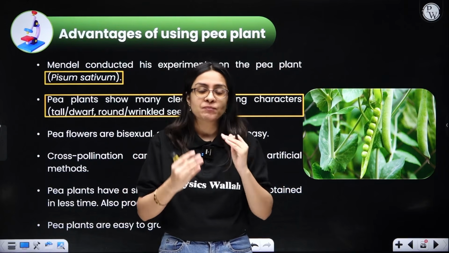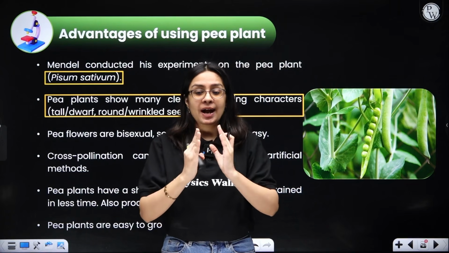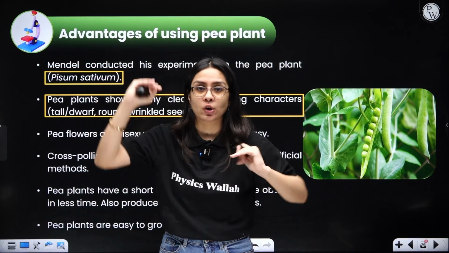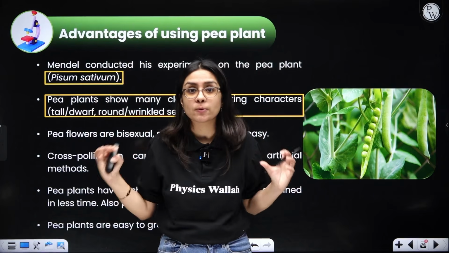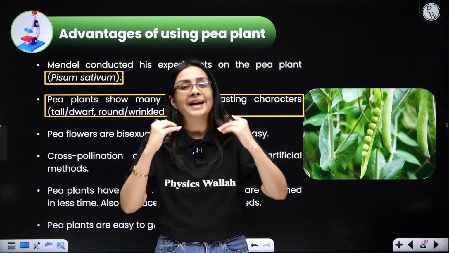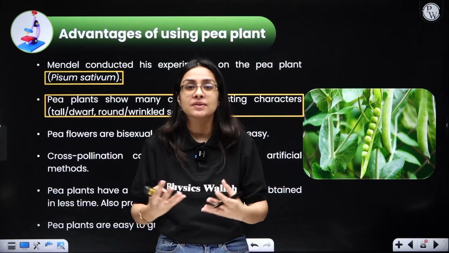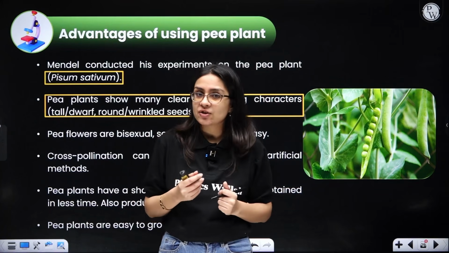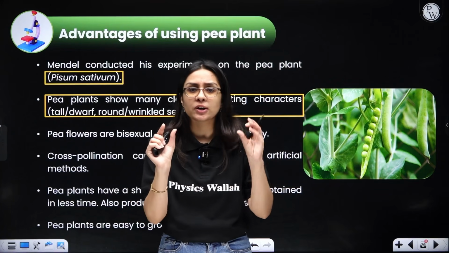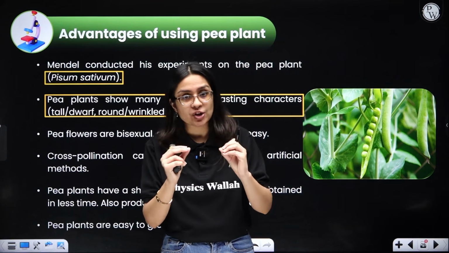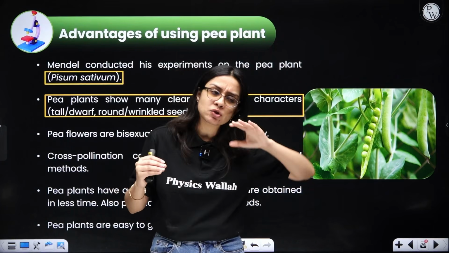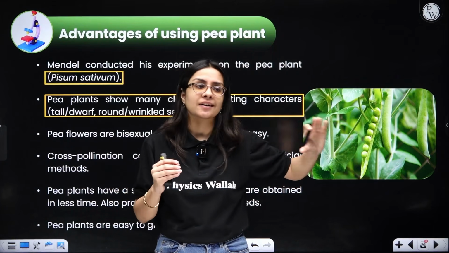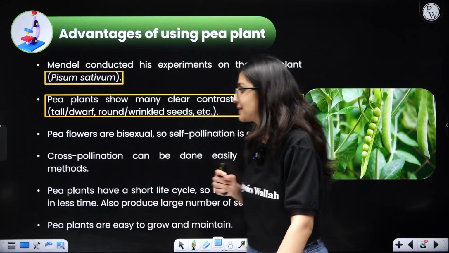For example, if I talk about plant height, plant height could be tall or it could be short. So they are contrasting, they are opposite, they are different. So there were many contrasting characters that were seen. For example, again, seed shape in the pea plant could be round or it could be wrinkled. So again, it is a shape, but there are two contrasting traits, and there were 7 different contrasting characters that he chose, which we will study in the coming slide.